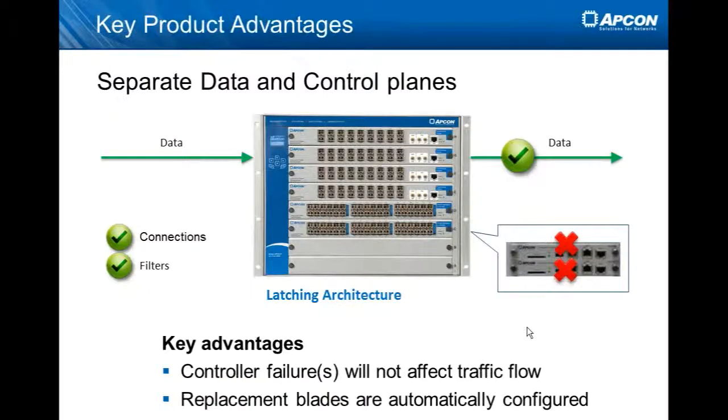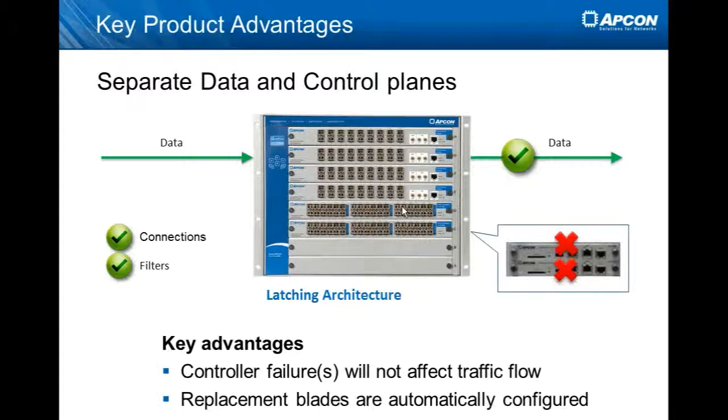Another key advantage to the Apcon chassis is that we separate the data and control planes. This is something that we call latching architecture. When you configure our switch to pass data through it from the sources to your destination tools, once you've configured it, that patch, that configuration latches onto the blades.